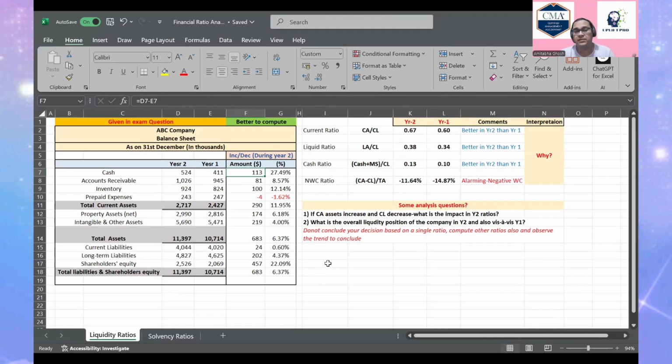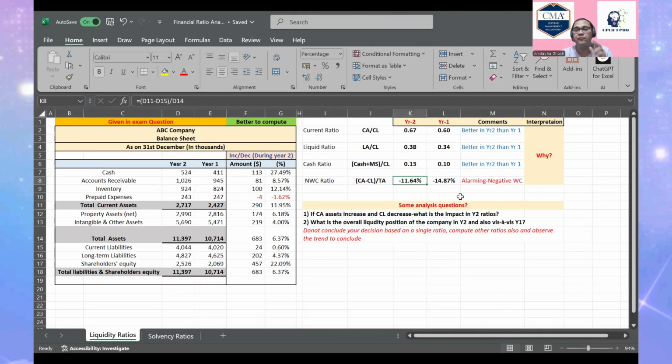Then if the next question is what is the overall liquidity position of the company in year 2 vis-a-vis year 1. So interestingly, in all these scenarios that you have calculated above, our liquidity ratios have improved in year 2 compared to year 1. But one alarming feature is our net working capital being negative. So here we cannot conclude that the liquidity position of the company is very strong. There may be an answer option given in our question, but that would be misleading.